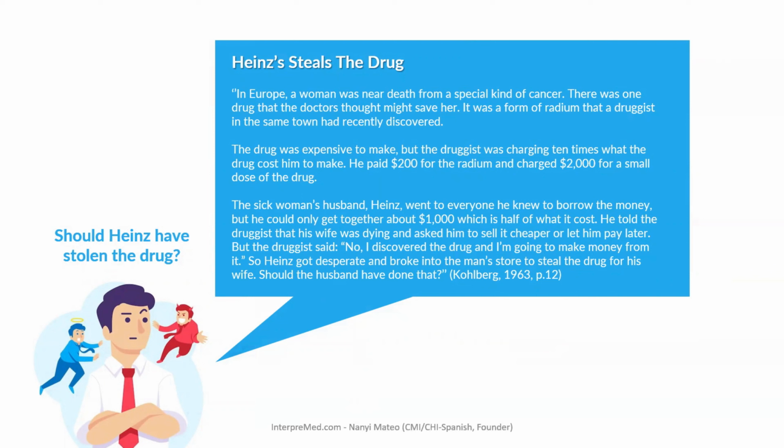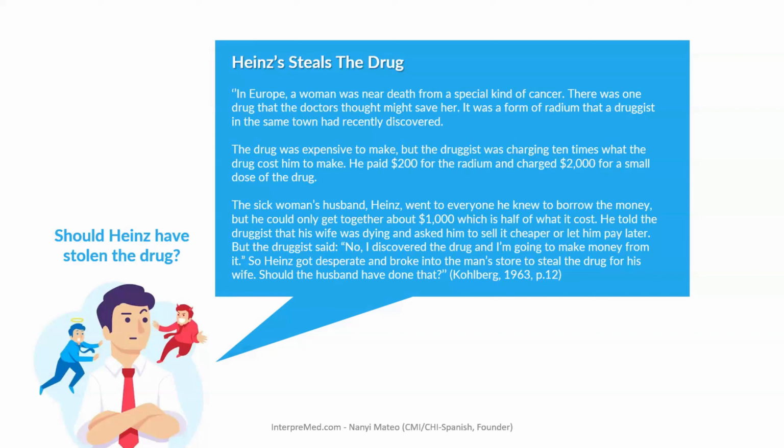The sick woman's husband, Heinz, went to everyone he knew to borrow the money, but he could only get together about $1,000, which is half of what it costs. He told the druggist that his wife was dying and asked him to sell it cheaper or let him pay later. But the druggist said, "No, I discovered a drug and I'm going to make money from it." So Heinz got desperate and broke into the man's store to steal the drug for his wife. Should the husband have done that?